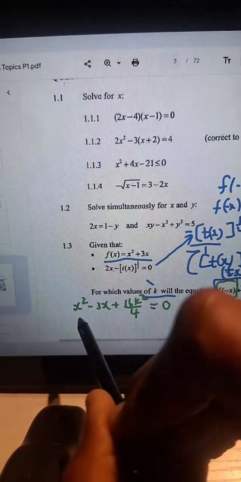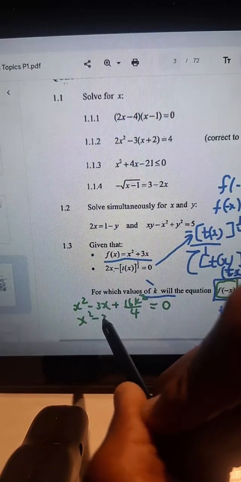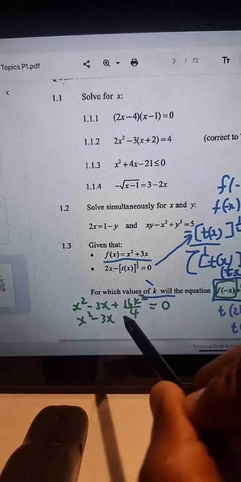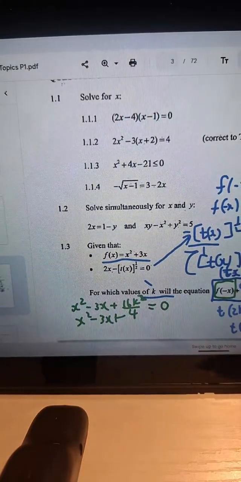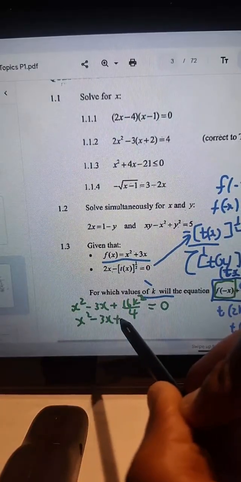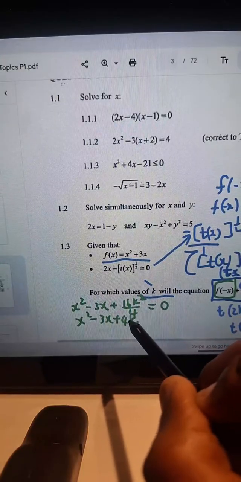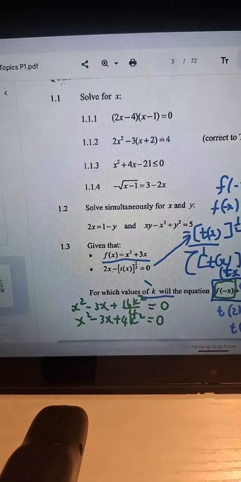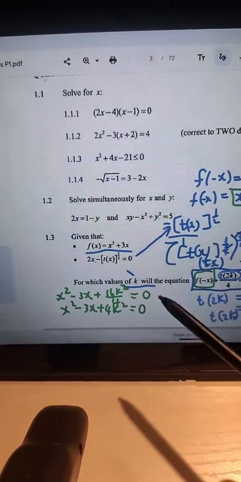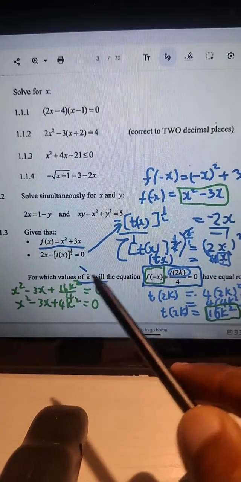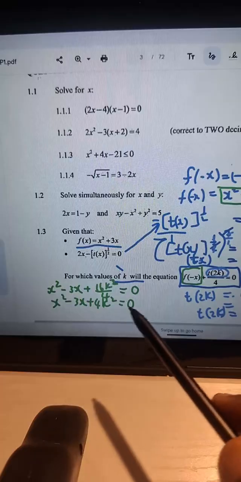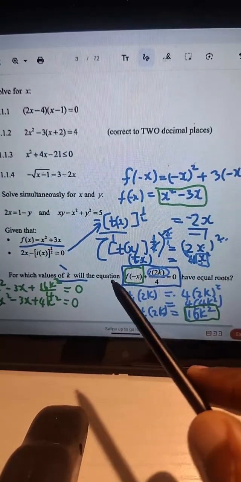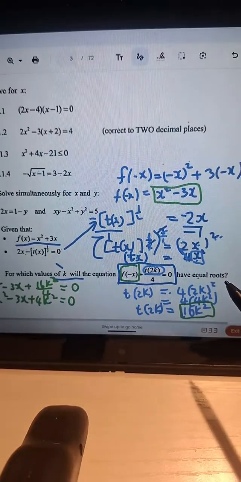Then let us simplify this. We get x squared minus 3x. What's 16 divided by 4? That gives us positive 4k squared, which is equal to 0. So this is the equation which they are asking about now. For which values of k will the equation, which equation? Here it is. We've now gotten the actual equation. For which values of k will this equation have equal roots?